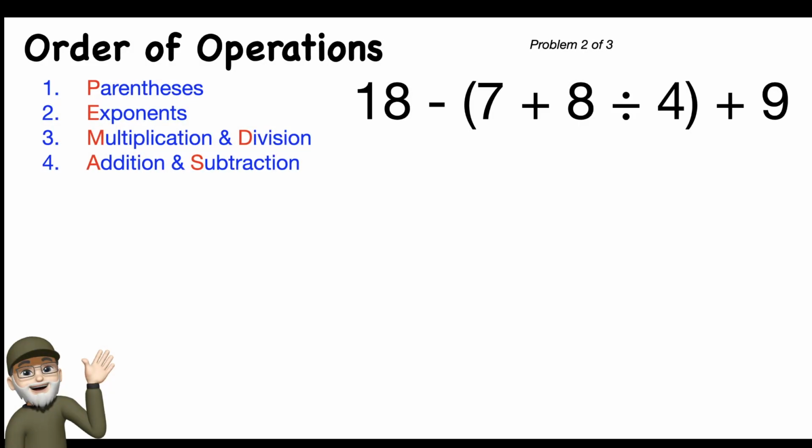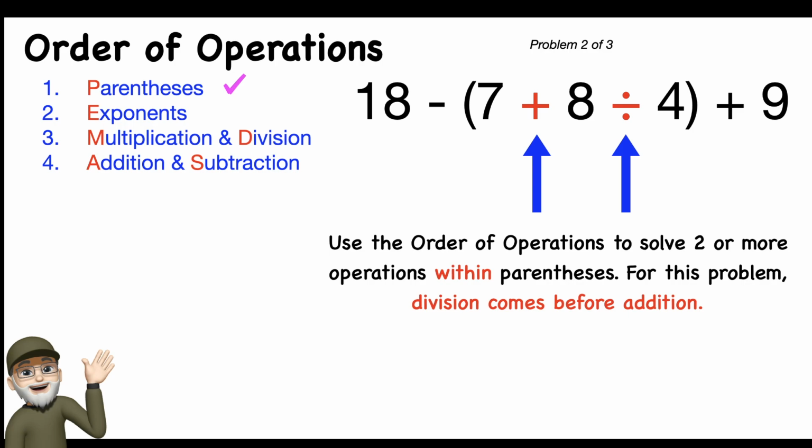Problem 2. 18 minus, and then inside parentheses, 7 plus 8 divided by 4, plus 9. Using our order of operations, we start with whatever is in the parentheses. Notice this time that inside the parentheses we have addition and division. So what is the rule for that?